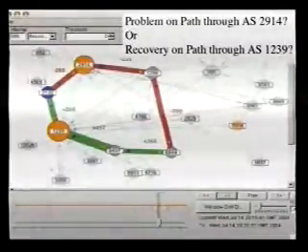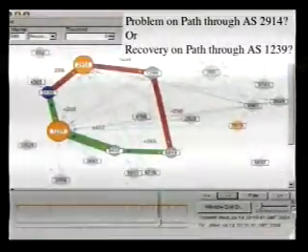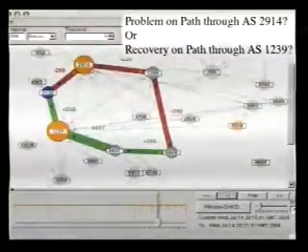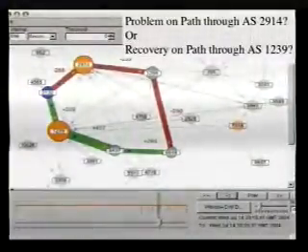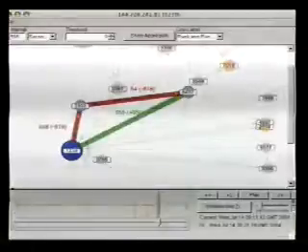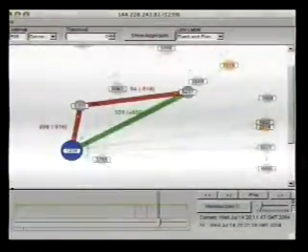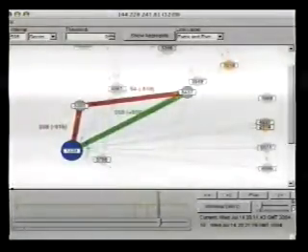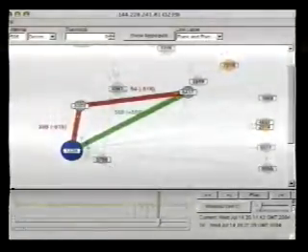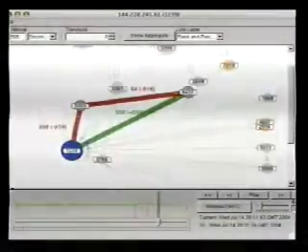So you move on to the green path and see what happens from 1239. Did 1239's route to 8437 change in any way? And when we look at 1239, you see that 1239 in this time interval had a longer route to 8437, and all of these prefixes now move to a direct link between 1239 and 8437.